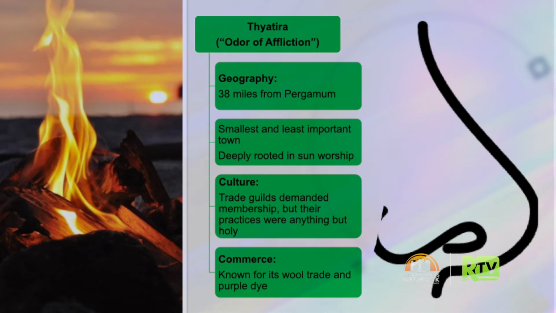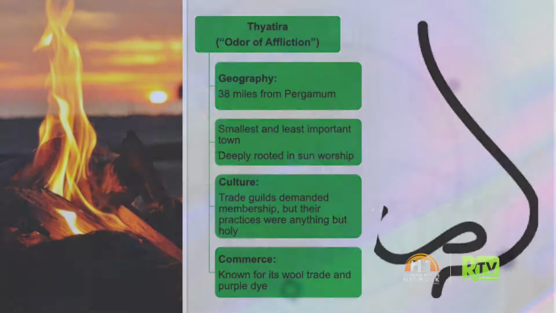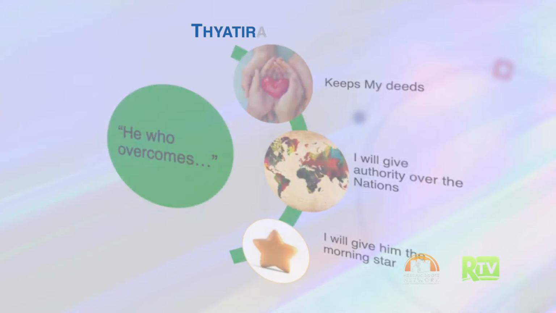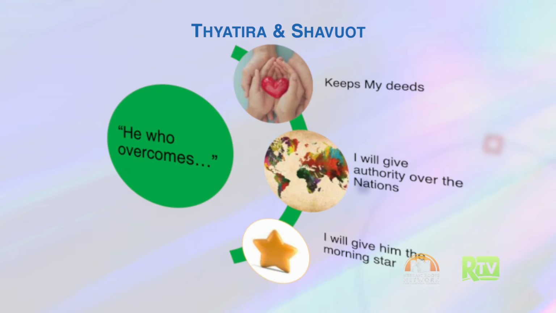The culture in Thyatira, they had trade guilds, and it demanded membership, but their practices were anything but holy. So are you going to exchange your ideals for the culture? And it was known for its wool trade and purple dye. So again, we think about Shavuot, right? And you think about that time in between day 3 and day 4 and counting up to that time period.